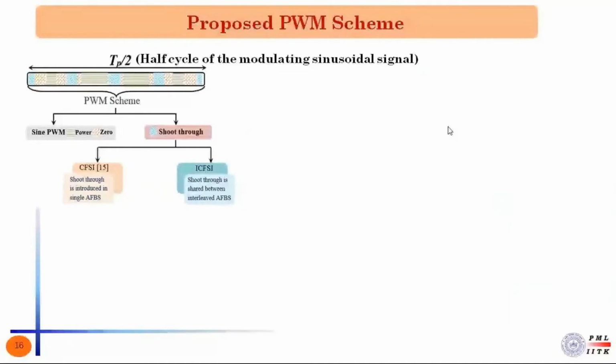Now, coming to the PWM scheme of the proposed interleaved CFSI, this shows the PWM interval in the half cycle of the modulating sinusoidal signal. It actually has two kinds of modulated intervals: power and zero intervals decided by the sine PWM, and the shoot-through interval. In converters like ICFSI, the shoot-through interval is deliberately introduced to increase the gain of the front-end boost stage. So this shows the PWM scheme of ICFSI.